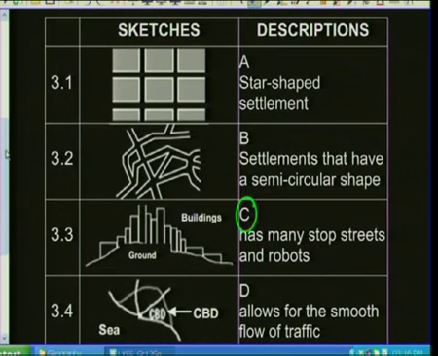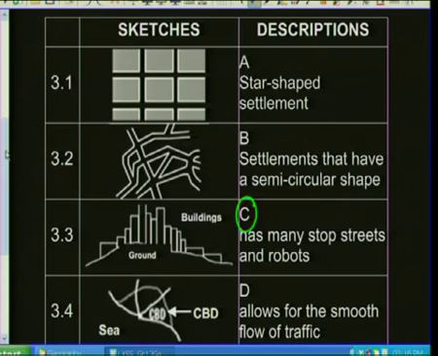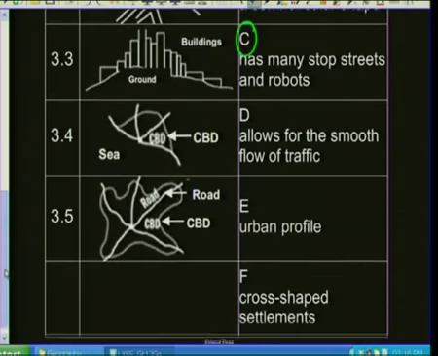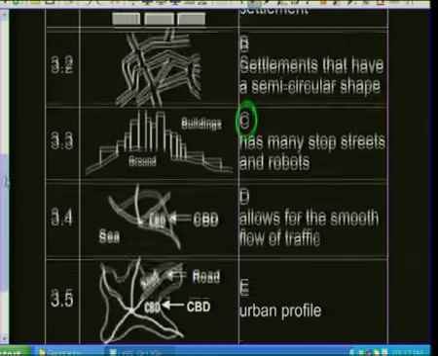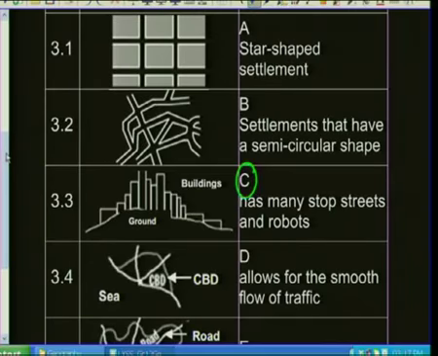3.2. Now we can see here that we've got an area of roads that are irregular in pattern. Is it a star shape? No, it's not. Is it a semicircle? No, it's not. It can't be answer C. We've already ticked that one off. It could be D, because that allows for the smooth flow of traffic. It's definitely not E, because a profile is a side view, and it is not a cross-shaped settlement. So our answer for 3.2 is definitely D. It allows for the smooth flow of traffic.